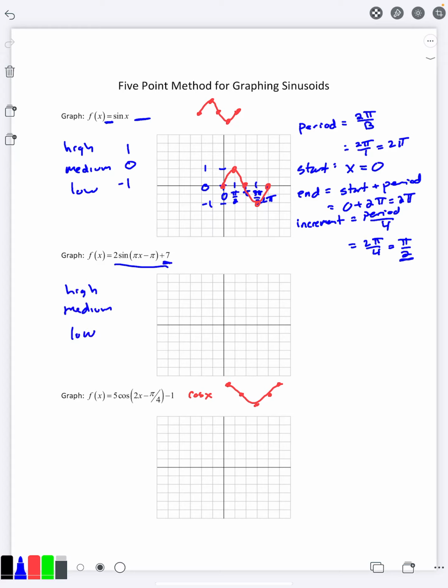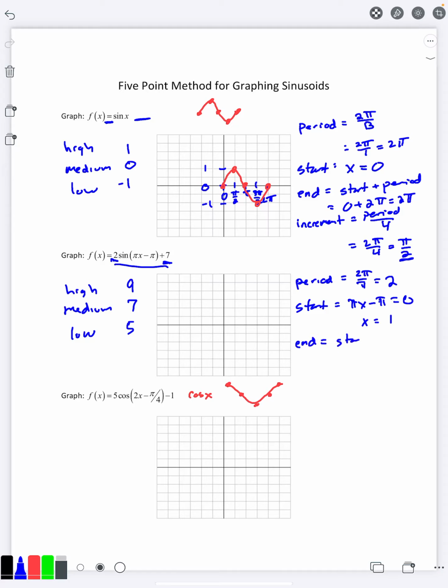Medium is always the shift, so I'm shifting up 7 here. My amplitude is 2, so 7 plus 2 is 9. 7 minus 2 is 5. I'll find out my period here is 2 pi over pi, so my period is 2. My start point, I take whatever is inside the sine, set it equal to 0. I'm going to get x equal to 1 here.